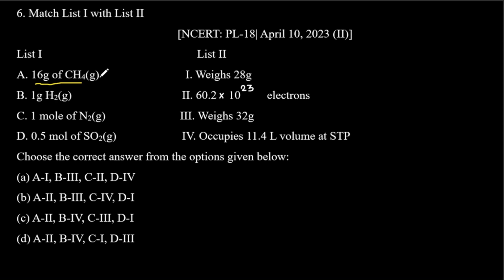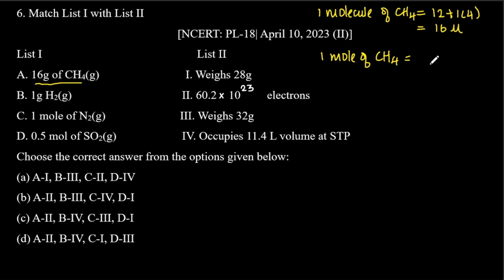Now what is this 16 gram of CH4? If we take one molecule of CH4 and calculate the weight, carbon has the atomic mass 12 and hydrogen has the atomic mass 1, and 4 atoms are there. So 12 plus 4, we get the answer as 16 u. Now if we take 1 mole of CH4, which has Avogadro number of molecules of CH4, the weight will be 16 gram. So 1 mole of CH4 has 16 gram of weight. In this option A, 16 gram of CH4 is mentioned, so we can consider this as 1 mole of CH4.